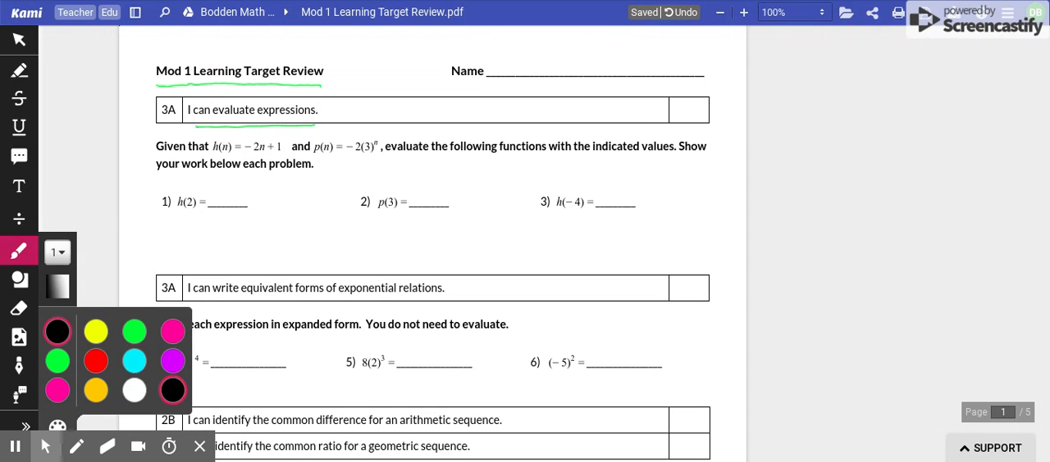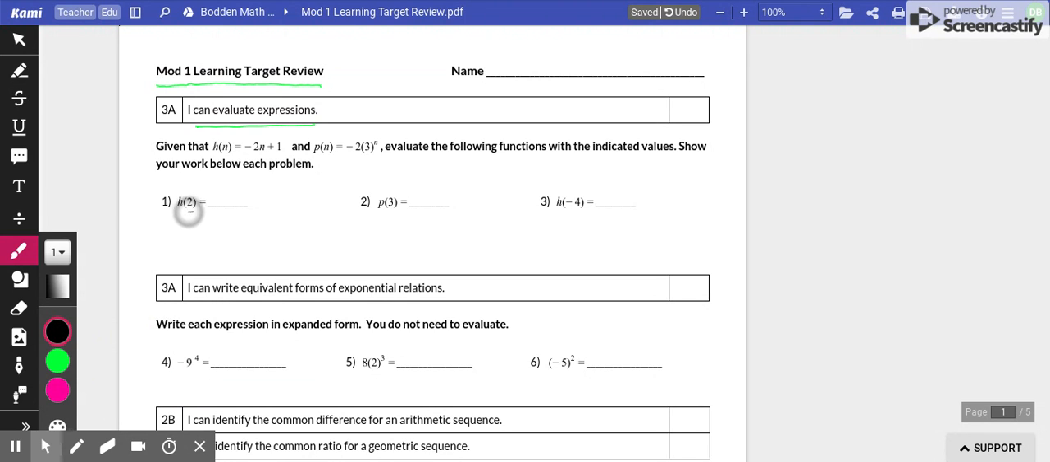So for number 1, I want to find h of 2. So that means I need to come up here to the h function, and anywhere I see an n, I'm going to put a 2. So negative 2 times 2 plus 1. And you can use your calculator. Get negative 3.